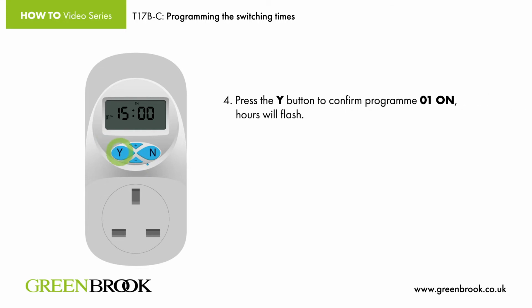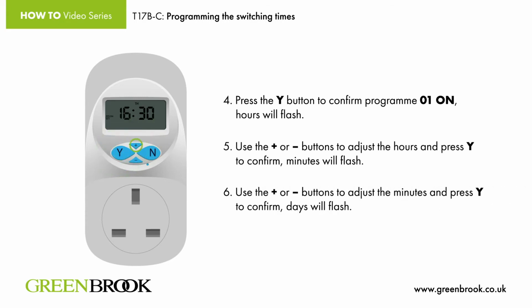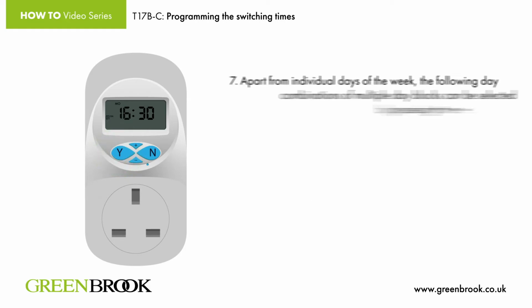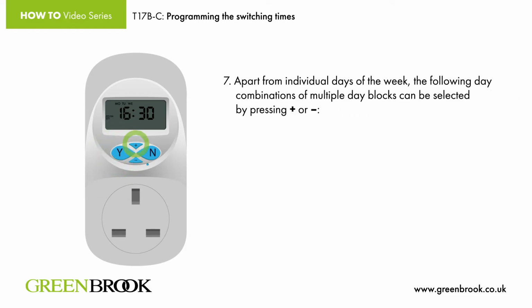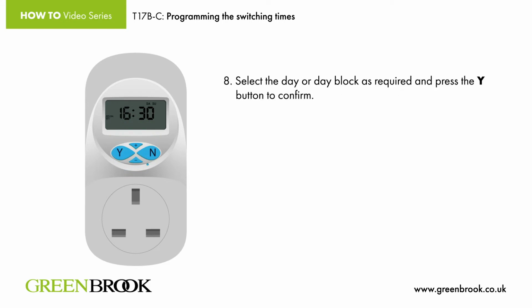4. Press the Y button to confirm program 01 on. Hours will flash. 5. Use the plus or minus buttons to adjust the hours and press Y to confirm. Minutes will flash. 6. Use the plus or minus buttons to adjust the minutes and press Y to confirm. Days will flash. 7. Apart from individual days of the week, the following day combinations of multiple day blocks can be selected by pressing plus or minus. 8. Select the day or day block as required and press the Y button to confirm.